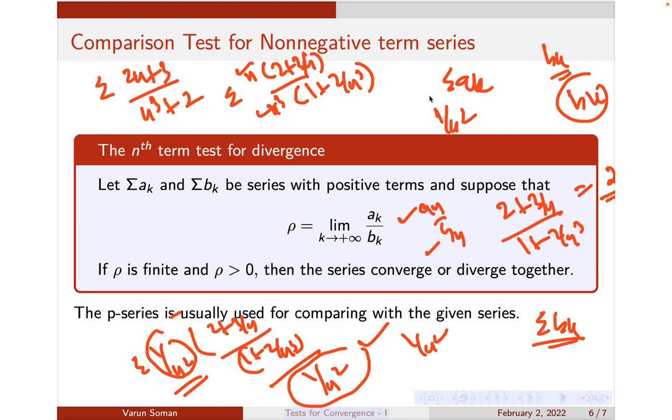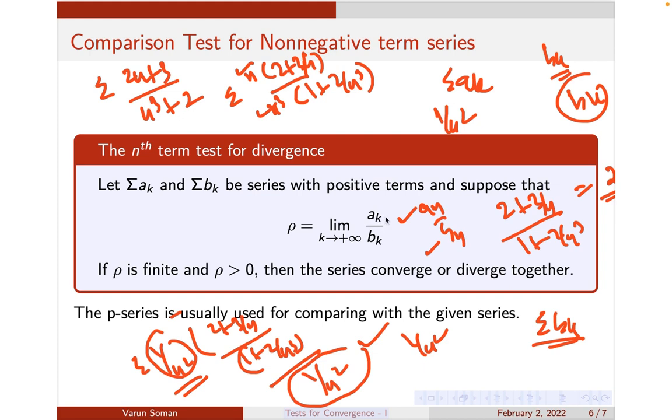Take the maximum power of n from numerator and denominator, and the effective power will be your corresponding harmonic series. You divide by bk, and that means you will be getting a fixed value. So that is the idea of how to construct the comparing series. We'll do some problems here, but you may have understood this. I hope it is clear.